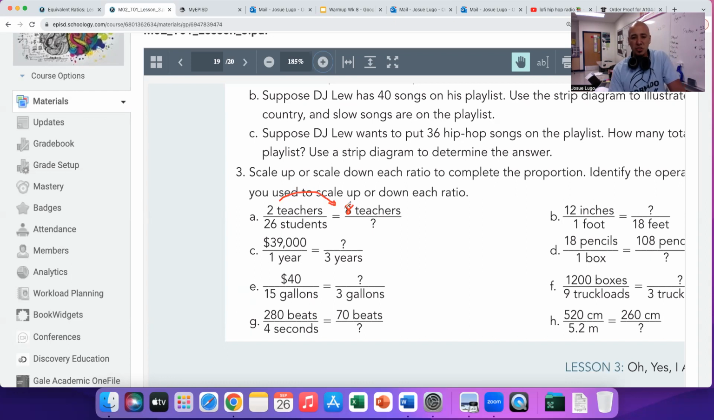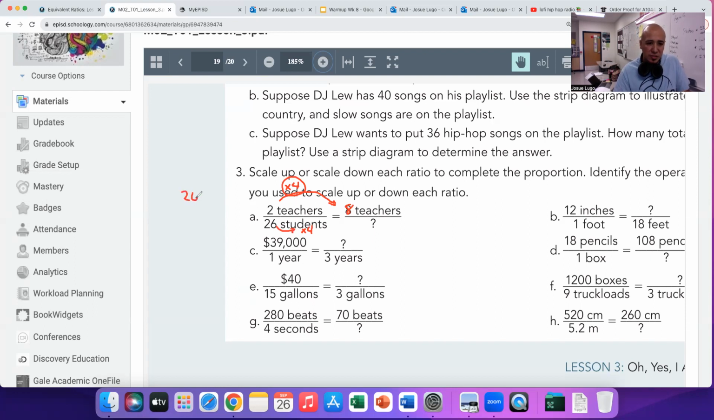What can I do to the number 2 to get to 8? You're either going to multiply or divide. So in this case, I'm going to multiply 2 times 4. And since I'm multiplying the numerator by 4, I'm going to multiply the denominator by 4 as well. So I need to multiply 26 times 4.